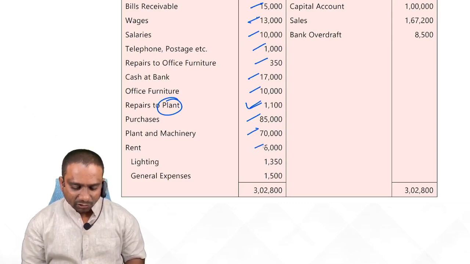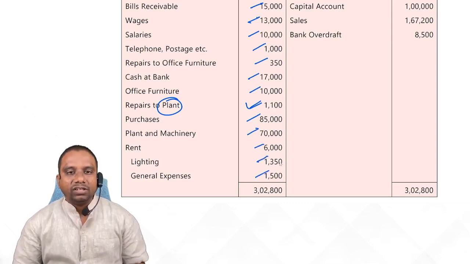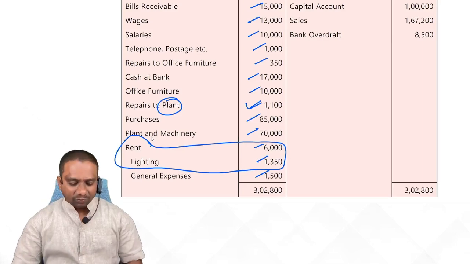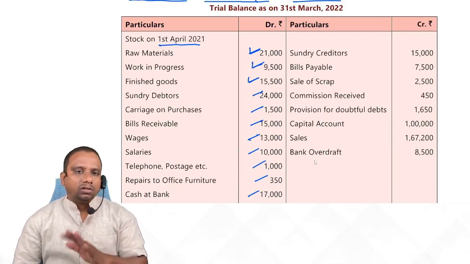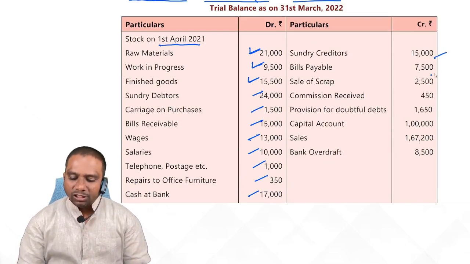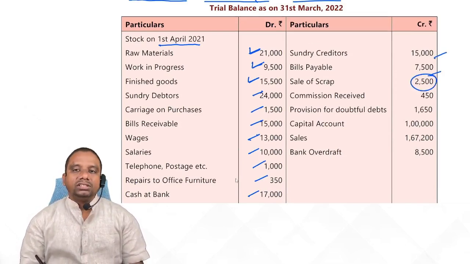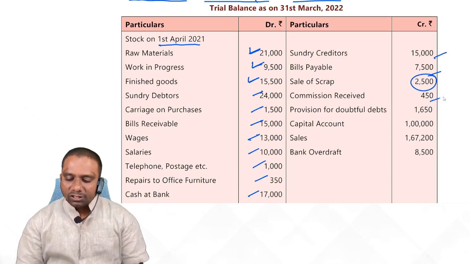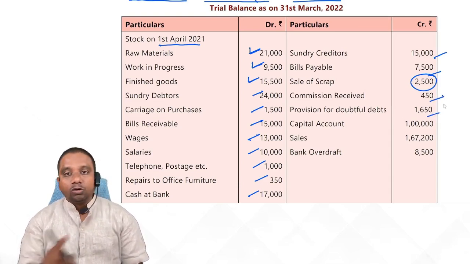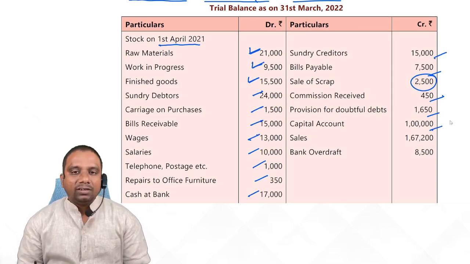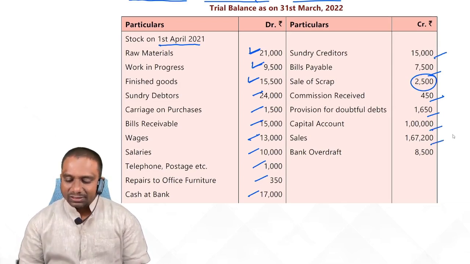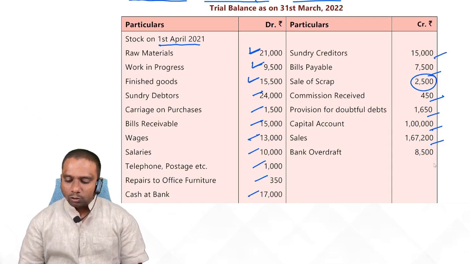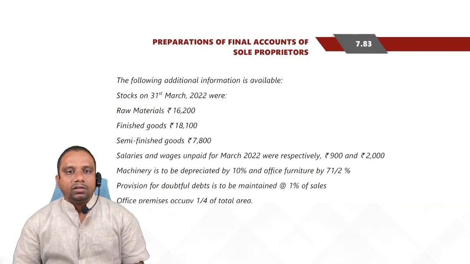Rent 6,000, lighting 1,350, general expenses 1,500. Regarding rent and lighting, we have a little bit of adjustment. Thereafter, general expenses, P&L account debit. Now credit side: sundry creditors, liability, balance sheet. Bills payable, liability, balance sheet. Sale of scrap: this is shown as a credit to the manufacturing account. Next one, commission received, P&L account credit. Provision for doubtful debts, open provision for doubtful debts account. Capital account, balance sheet, liability side. First item, sales, trading account, credit side. Bank overdraft, balance sheet, liability side. Over.